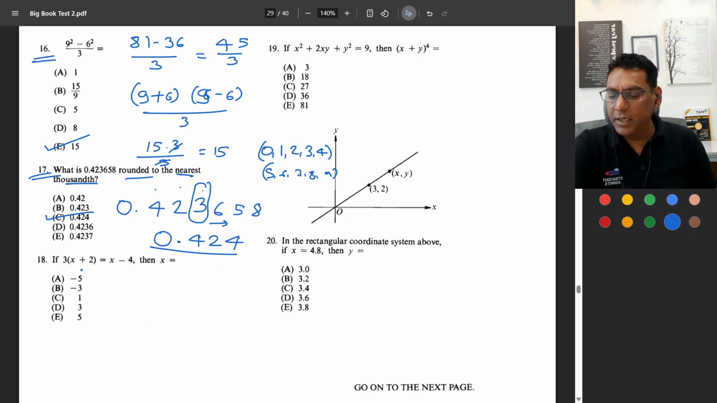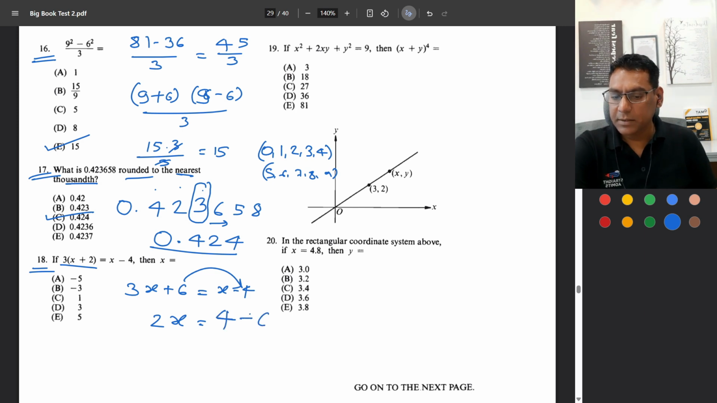Okay, all right. Question 18. If 3 into x plus 2 is equal to x minus 4, then x is equal to what? Okay, let's solve this. 3x plus 6 is equal to x minus 4. Let's take this x on the other side, so I get 2x. Let's get the 6 on the other side. I get minus 4 minus 6. Sorry, I missed this, minus 4 minus 6. So 2x is equal to minus 10. X is equal to minus 5.